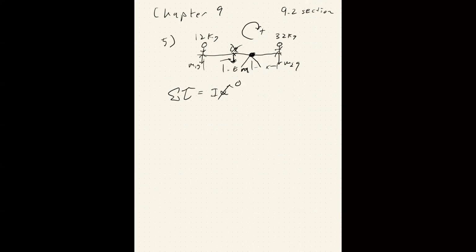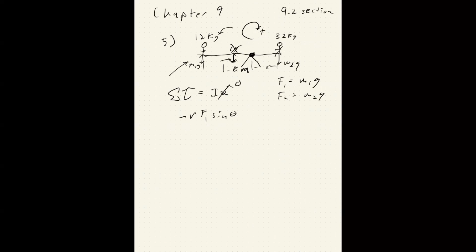If I look at this side over here, the lighter child is going to want to move it in this direction. So if the lighter child is going to move it in that direction, it's my negative direction. So I get negative R1 F1 sine theta. Now F1, let's actually write down what F1 is. F1 is just the force of gravity, M1G. Likewise, F2 is going to be equal to M2G.